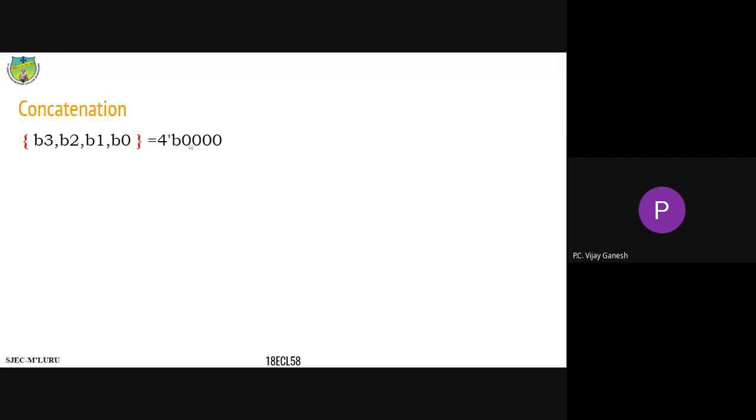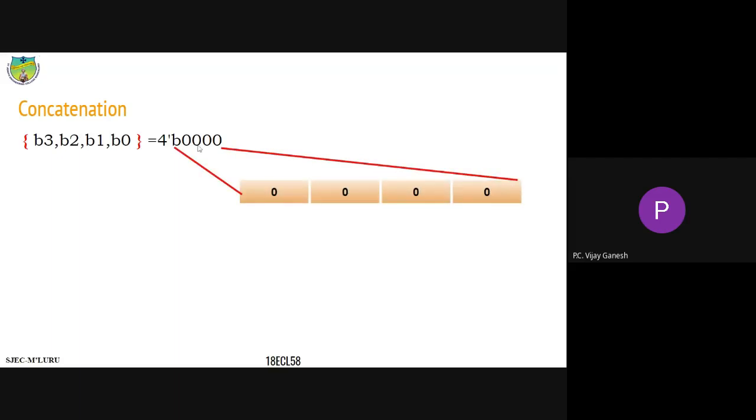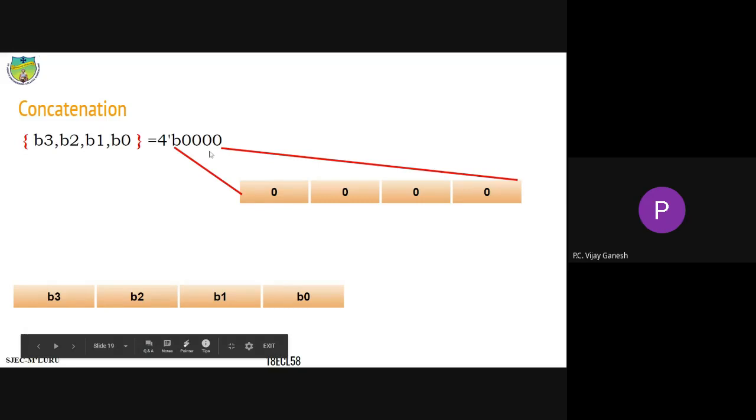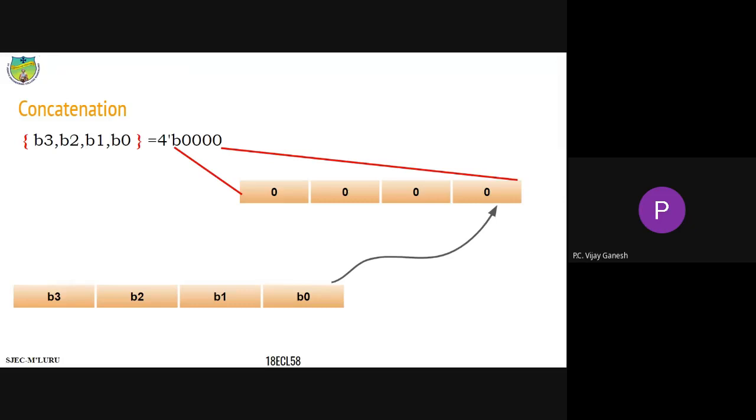I have given 4'b0000. That means a 4-bit value of binary 0000. Since it's 4-bit, I took a 4-bit location of 0000. B0, B1, B2, B3 together are also 4 bits for us. This is how it is stored. Now this 4-bit value is mapped like this: B0 is mapped to the LSB of the 4 bits, similarly B1 to the next bit, and likewise B2 and B3. This is how it takes the value and assigns it to the corresponding registers we had declared earlier.